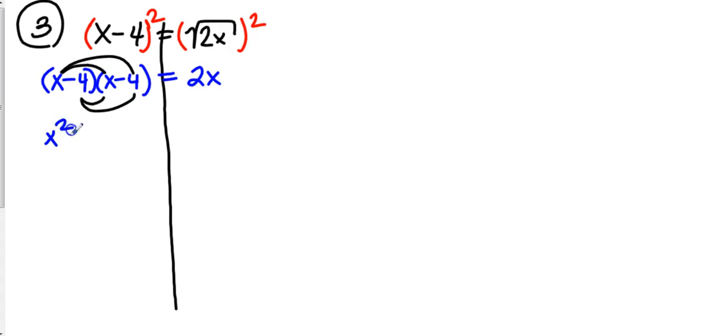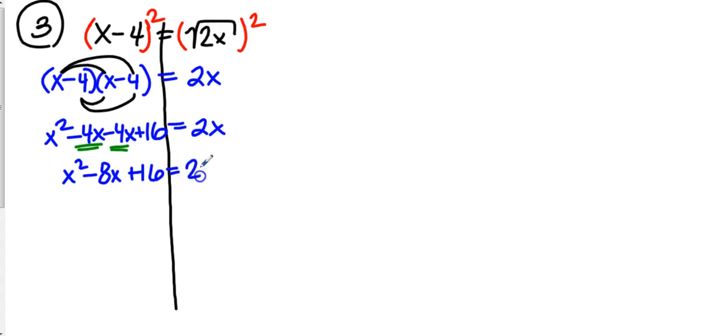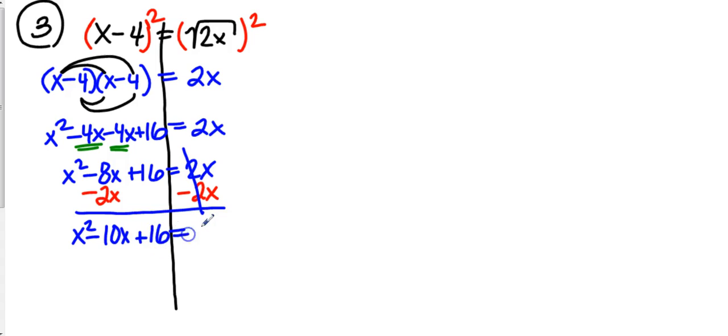Let's multiply this out. x times x is x squared minus 4x plus 16 equals 2x. Combine like terms. And now for solving quadratics, we always get the right side to equal 0, so we can solve. So I will subtract 2x over. I get x squared minus 10x plus 16 equals 0.